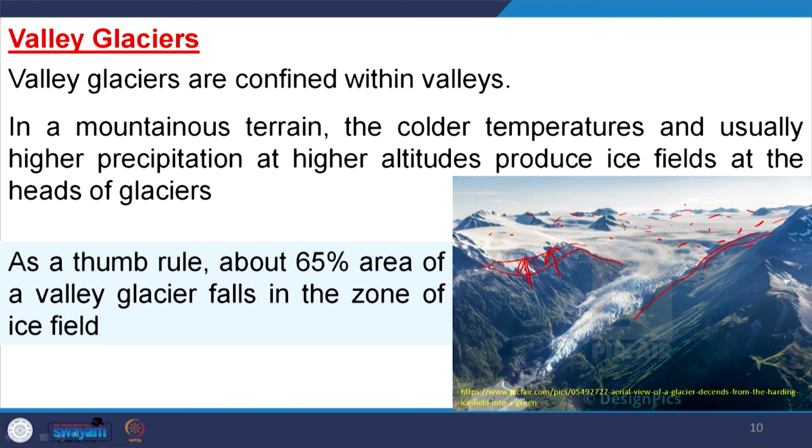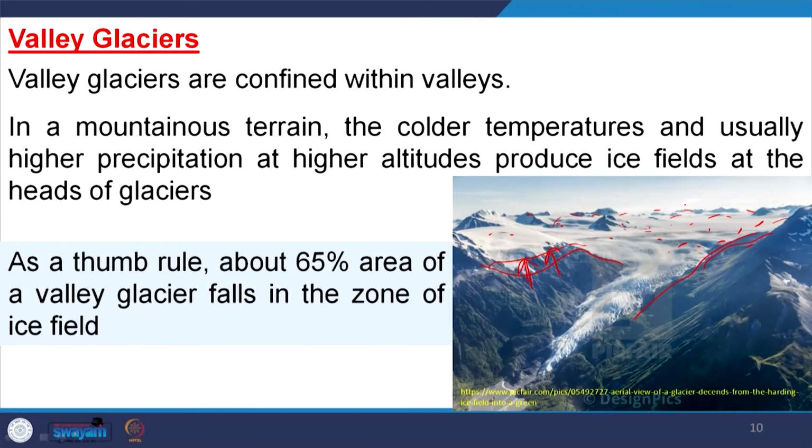The river valleys, as we know, are V shaped, and once occupied by a glacier, the valley is modified, the cross section is converted to a U shape. So, this is the evolution of this mountain valley system. In a mountainous terrain, the colder temperature and usually higher precipitation at higher altitudes produce ice fields at the heads of these glaciers. These are the hunting ground for the glacier to accumulate.